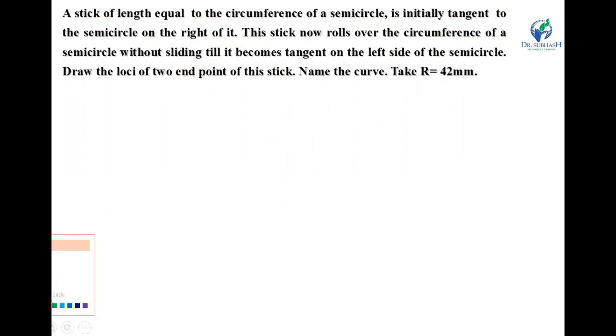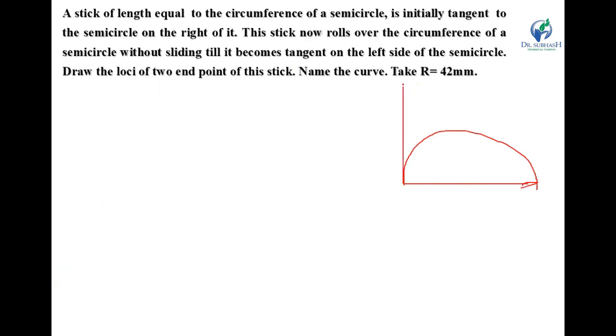So here we have to draw first of all a semicircle of radius 42 mm. Now one stick is there, tangent to this semicircle on one side. Now this stick will roll on this semicircle and finally it will come here. So we have to draw the locus of these two end points of this stick.